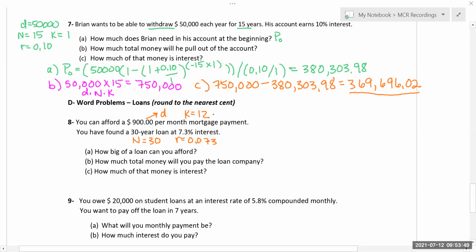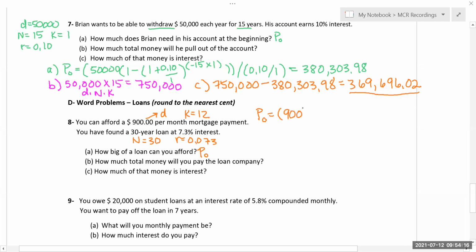This is very similar, and in fact, it uses the exact same formula as payout annuities, but now the PO is your loan amount and D is your payments. Same formula, same idea. We're depleting an amount, but this time you have to pay it, so it's not as fun. So same formula, like I said, how big of a loan can you afford is PO? So we're asking, what is that total amount that you can have?